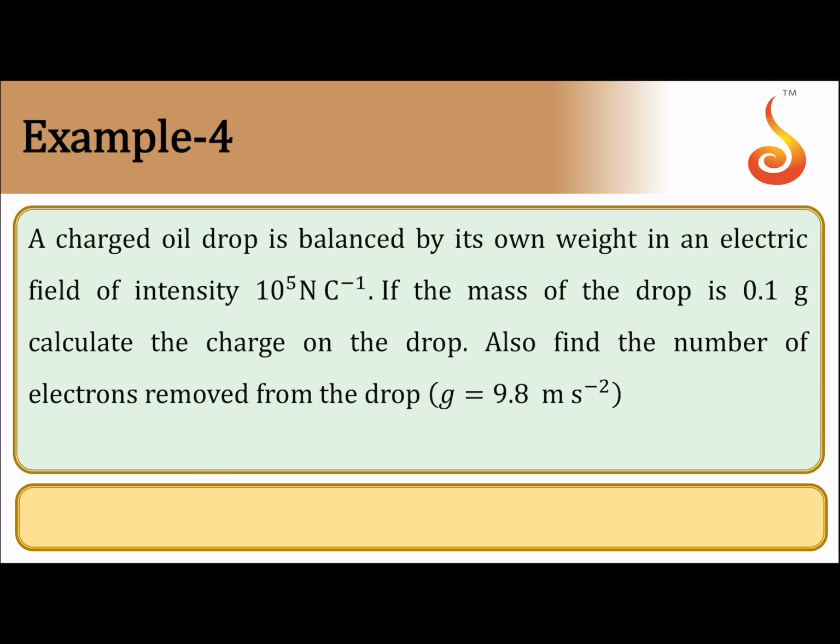You remove the electrons, it becomes positively charged, and the force due to the electric field balances the weight mg. So, important point: the mass is 0.1 grams, the electric field is 10 power 5 newton per coulomb, g is 9.8 meter per second squared. I want to say Q equals how much and n equals how much. I need to calculate the charge on the drop, and also calculate the number of electrons removed from the drop. Simple, no big deal.